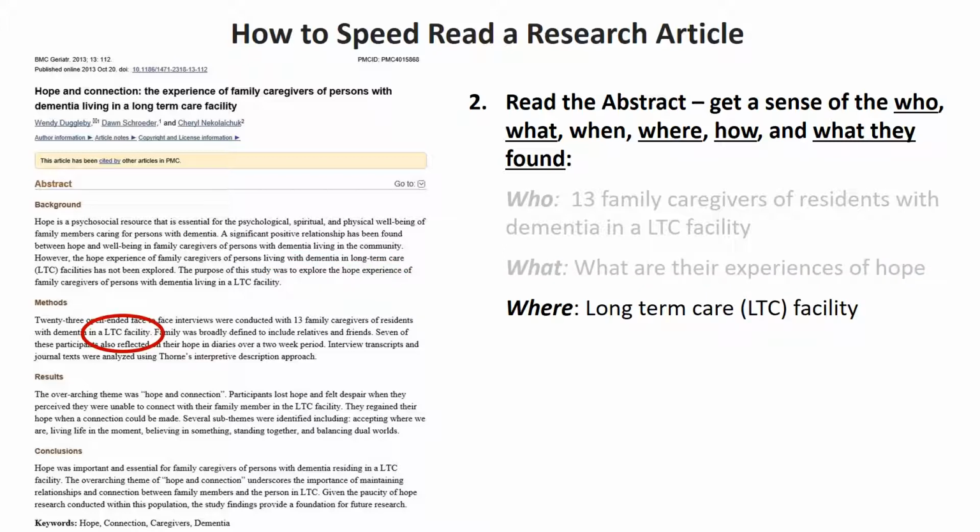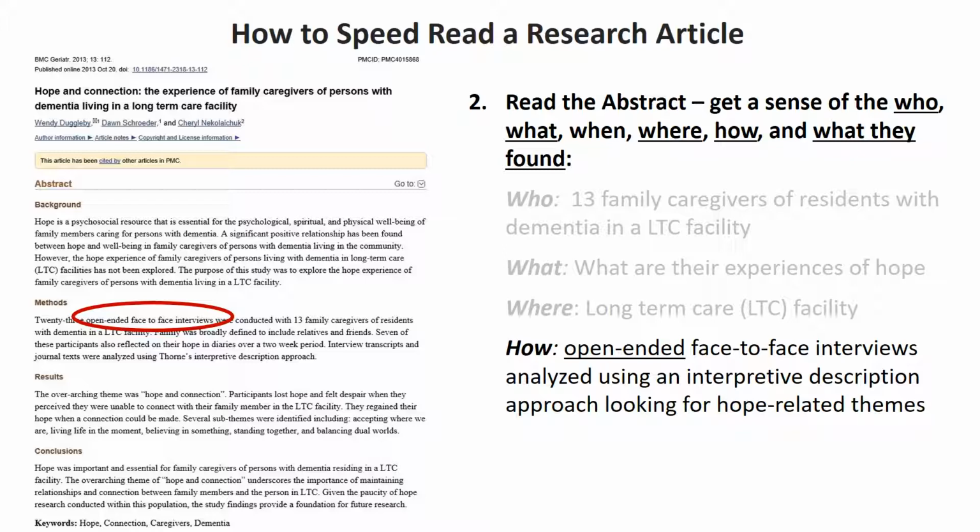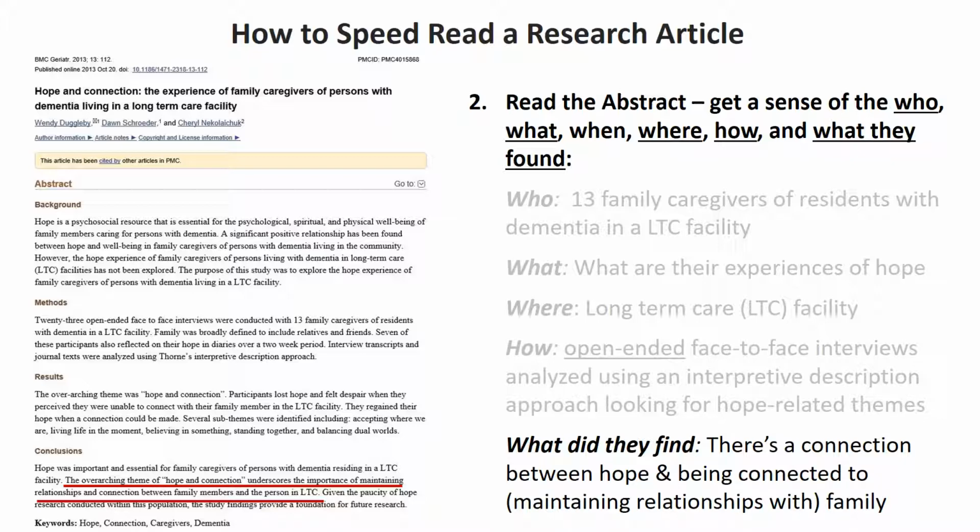The where, long-term care facility. The how, they used open-ended face-to-face interviews that were analyzed using what they call an interpretive description approach, looking for hope-related themes. And lastly, what did they find? They found that there's a connection between hope and maintaining relationships with family. So I've got a sense of the who, what, when, where, how, and what they found. There wasn't much of a when here.